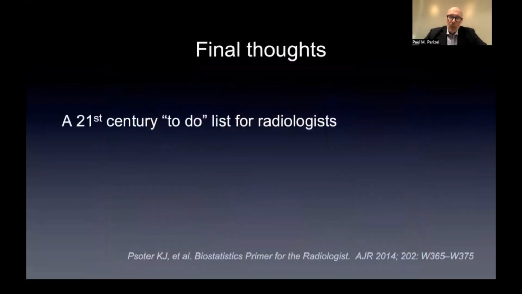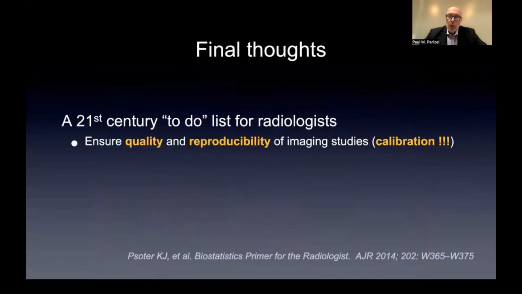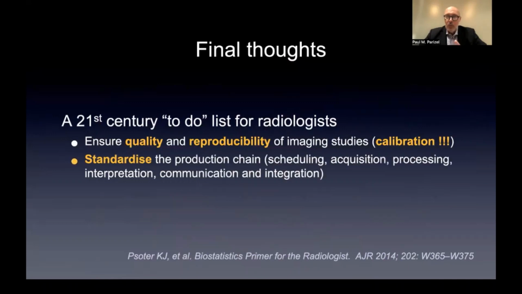So the 21st century to-do list for radiologists will be to ensure the quality and reproducibility of the imaging studies. That also means that we need to calibrate our instruments. That's a radiological responsibility. We need to standardize the production chain, starting with all aspects of that production chain, including scheduling, acquisition, processing, interpretation, communication, integration. We should embrace quantitative imaging. That is the way to the future.